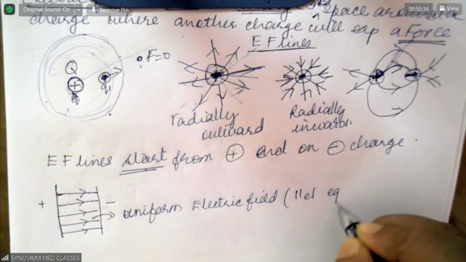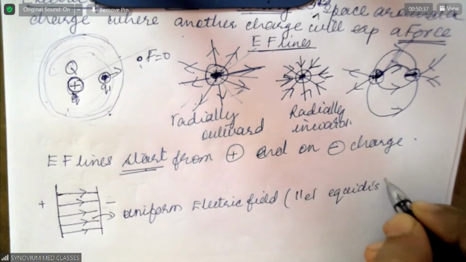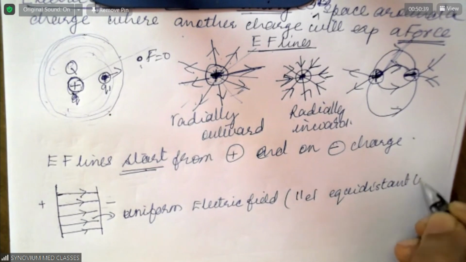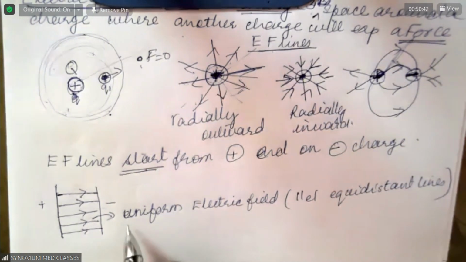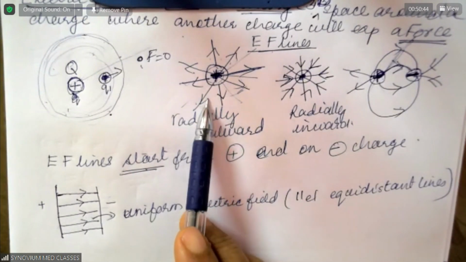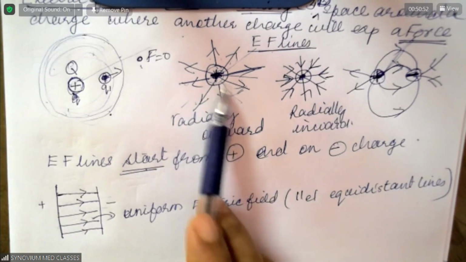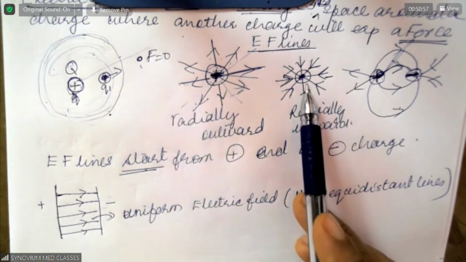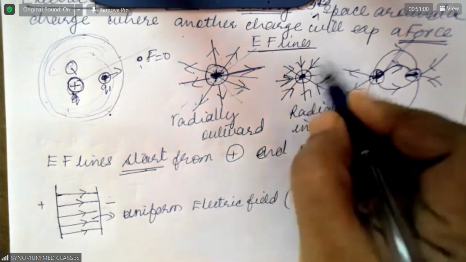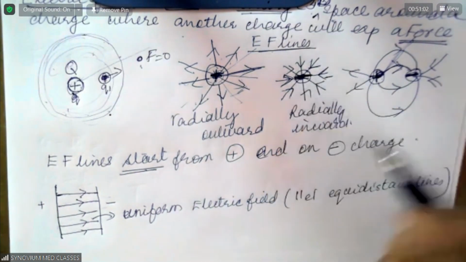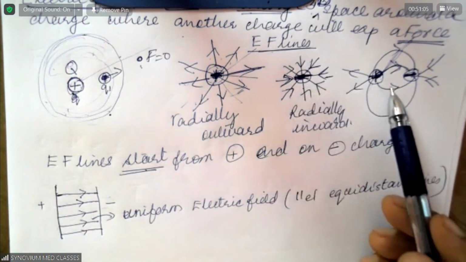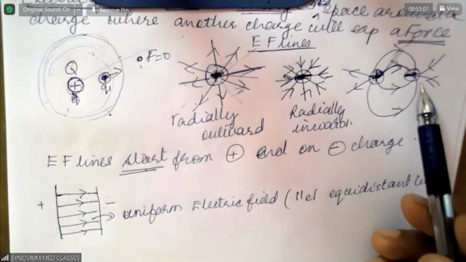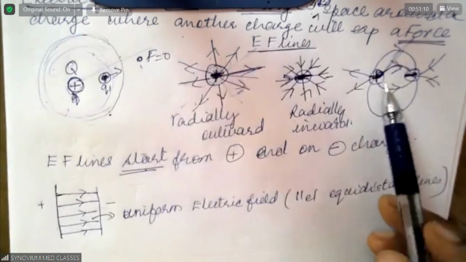What is the condition for a uniform electric field? Parallel, equidistant lines mean a uniform electric field. Is the electric field around a positive charge uniform? No, because the lines are not parallel and they are not equally spaced. Is the electric field around a negative charge uniform? No.